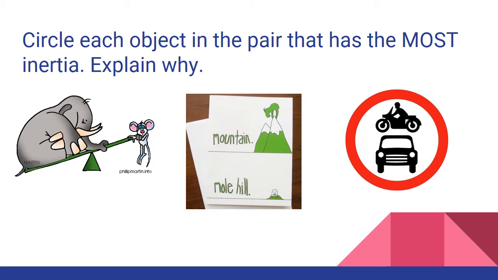So let's take a look at these pictures, and I want you to circle the object in each pair that has the most inertia and explain why, based on what we just talked about.